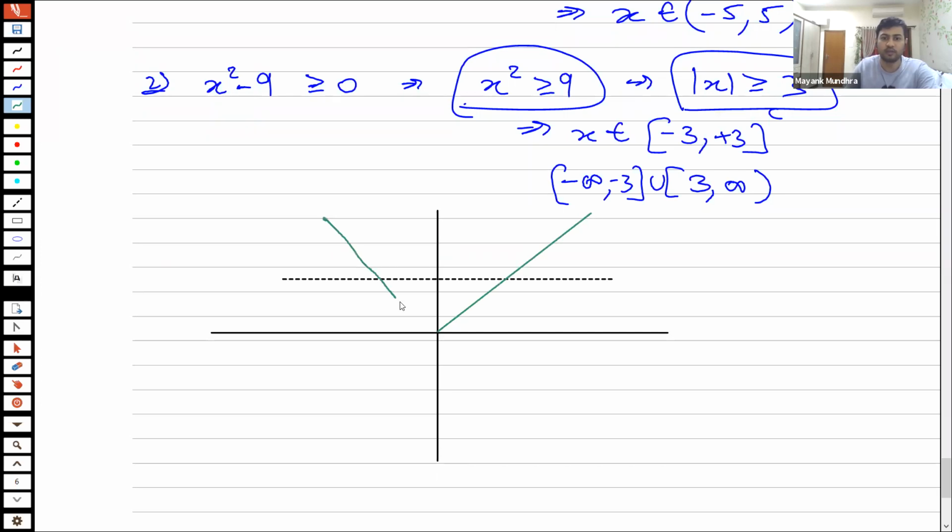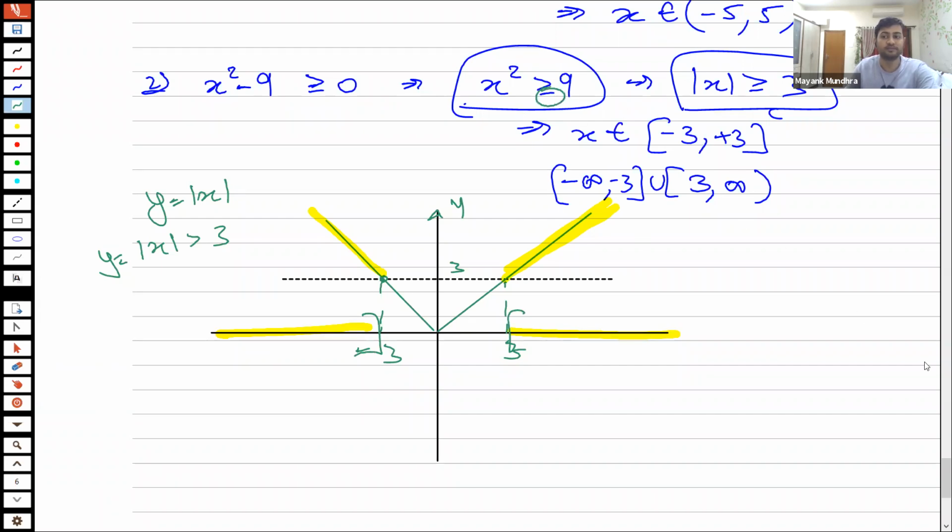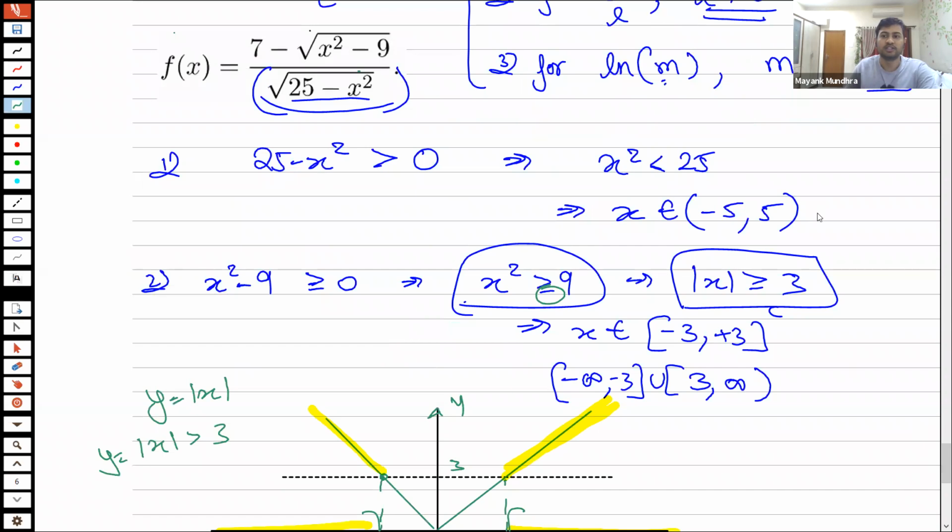So this is your y equals to mod x curve. And you need mod x greater than or equal to 3, which is basically y greater than or equal to 3. So this is your point 3, minus 3. So when is mod x greater than 3? It is greater than 3 in this region, which is 3 to infinity. It is greater than 3 in this region, which is negative infinity to -3. And then we'll have closed brackets because it's a weak inequality. All right. So this is, let's say, your set A. This is, let's say, your set B.